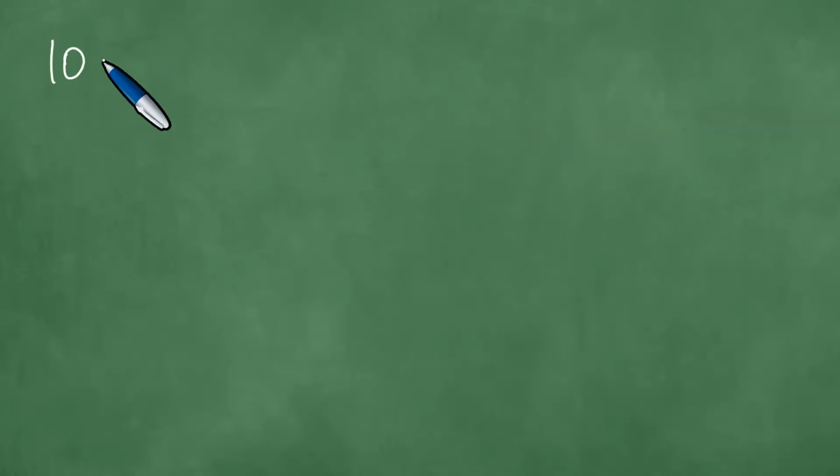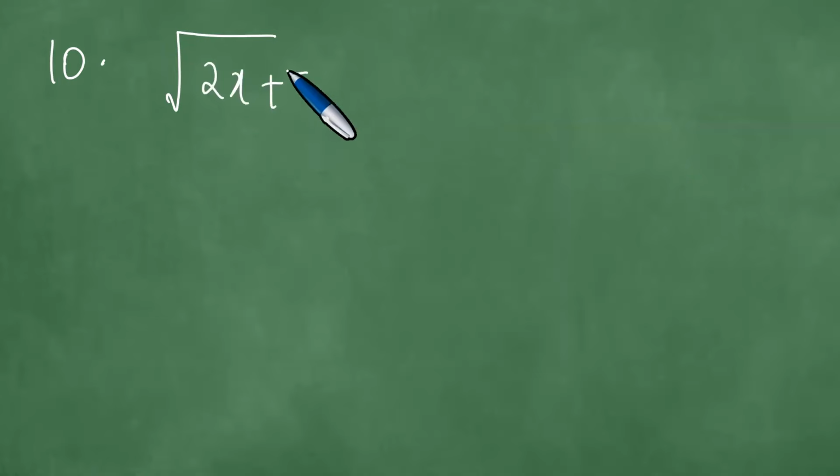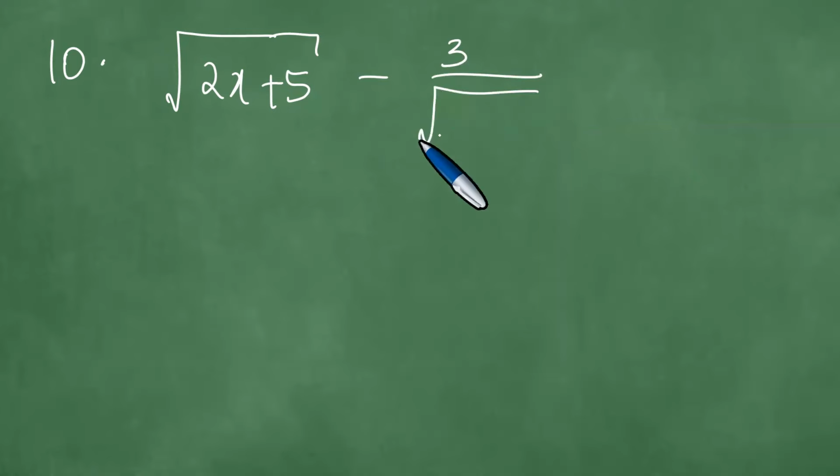We have the square root of 2x plus 5 minus 3 divided by the square root of 2x plus 5, and this is equal to negative 2.